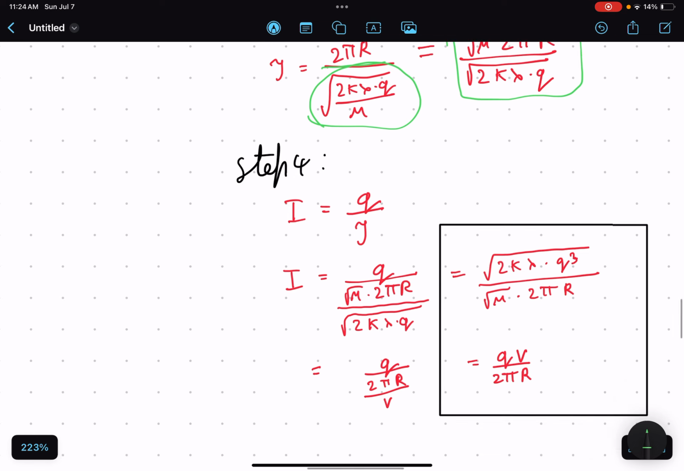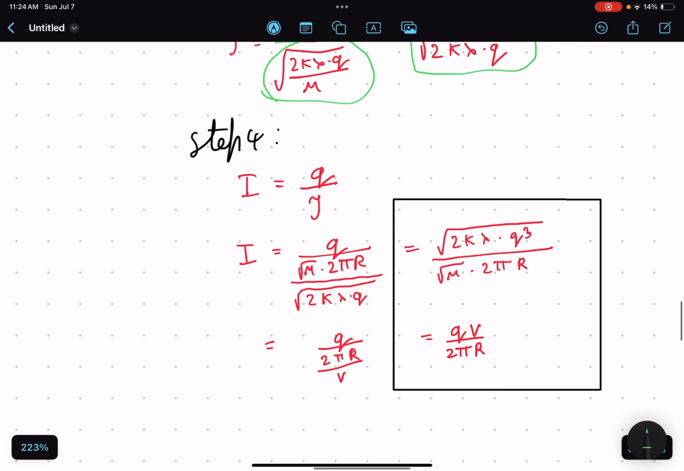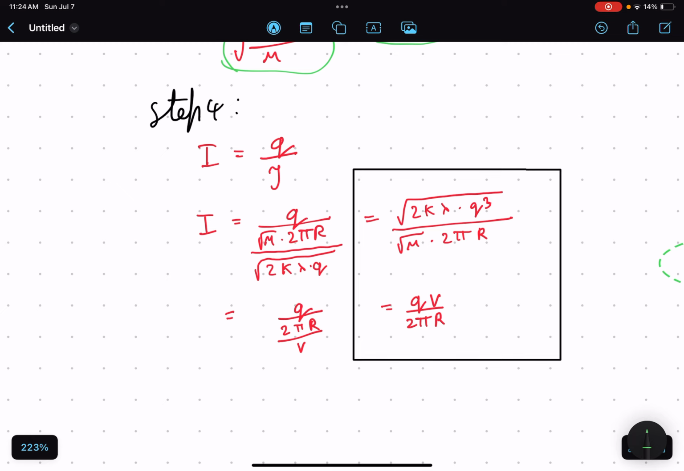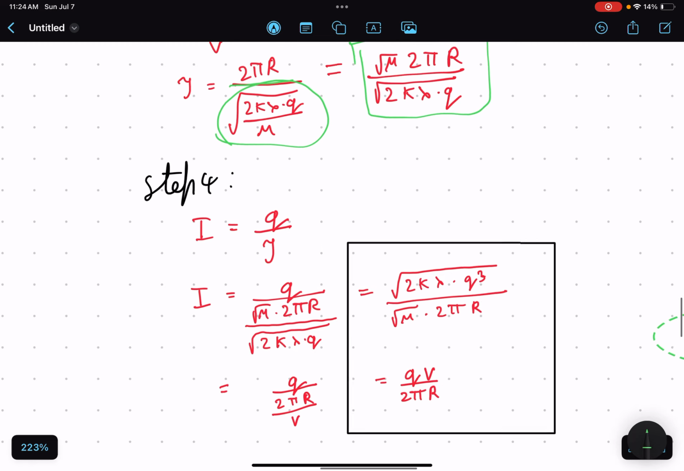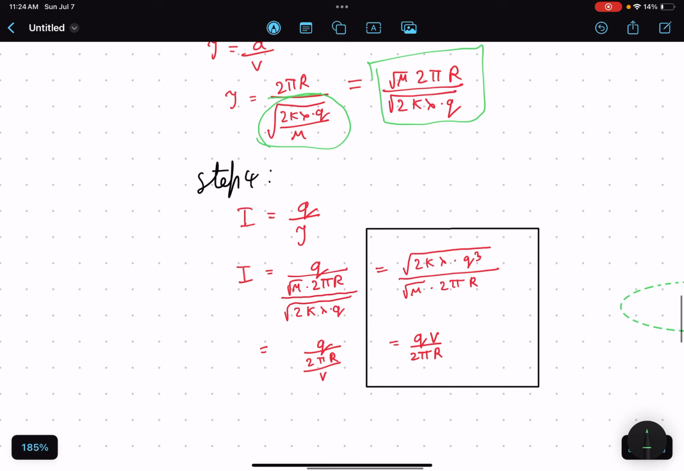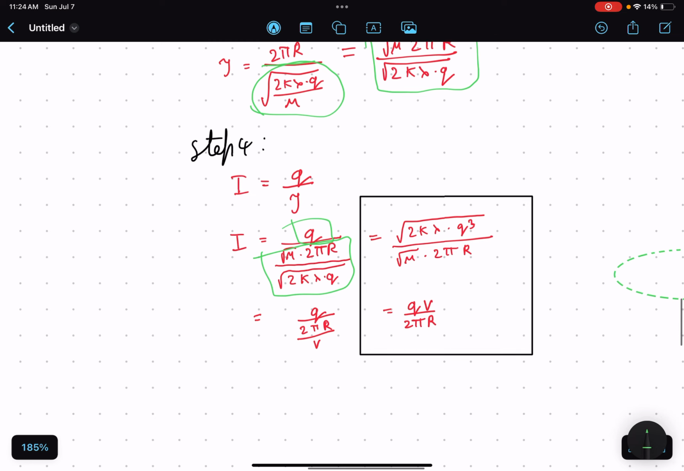So the next step is finding out the current. The current is q divided by time, as current's definition is charge per unit time, charge passing through a point per unit time. So if we substitute the time period equation over here, and then we put the value of charge q over there, and we rearrange the terms, we get this equation. So this is basically the big version of this equation over here.